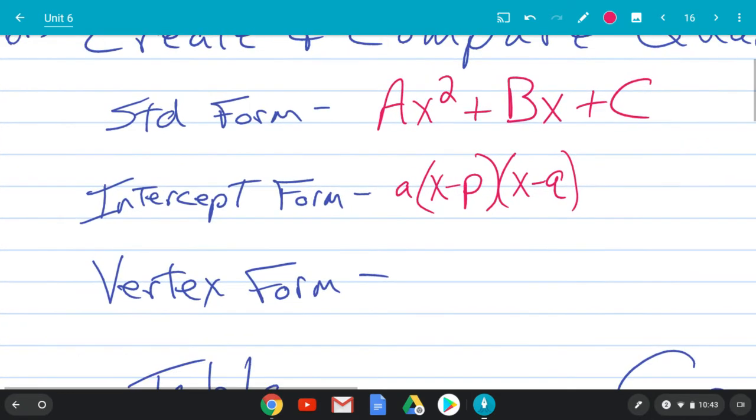And lastly, the vertex form. Someone else, vertex form. Nick, can you get it? No, not negative b over 2a. Ariana? Oh, come on. f of x equals... Okay. Ashlyn?